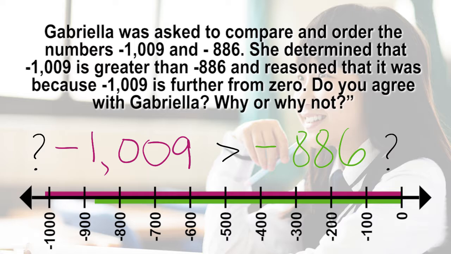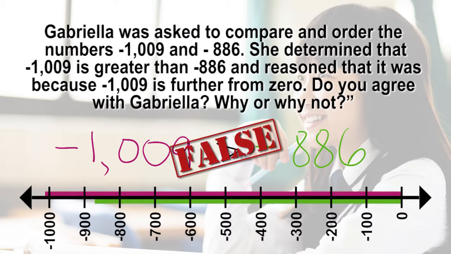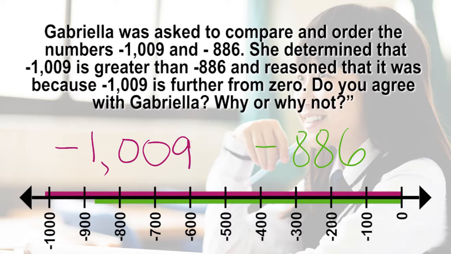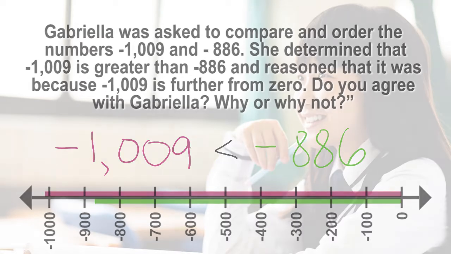Why or why not? Gabriella's thinking is incorrect. Absolute value is not an indicator of order when working with negative numbers. When working with negative numbers, a number with a larger absolute value is less than a negative number with a smaller absolute value. This can be shown on a number line.